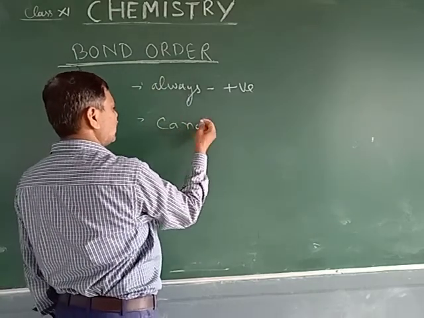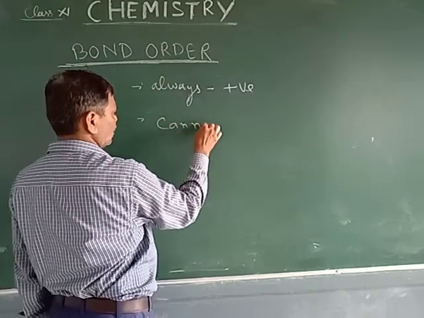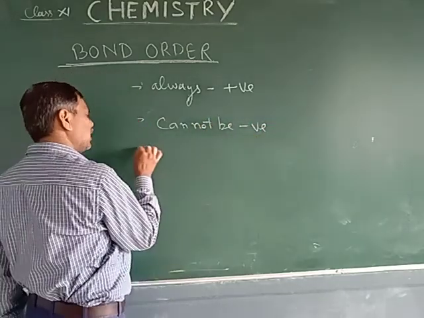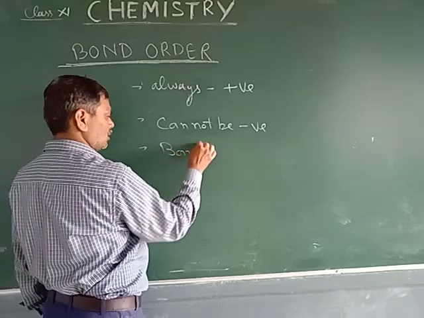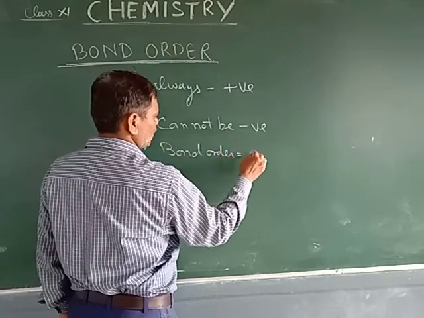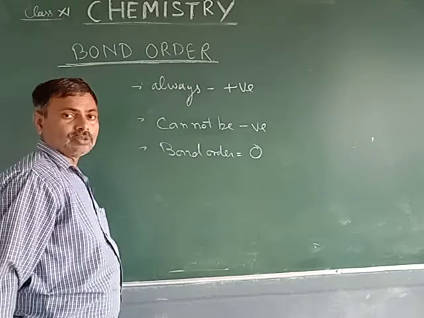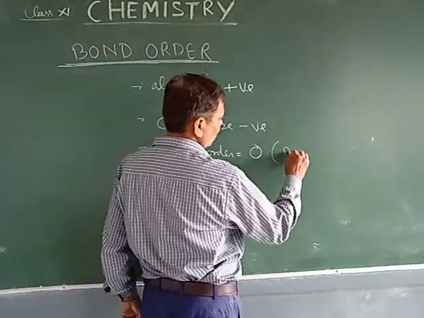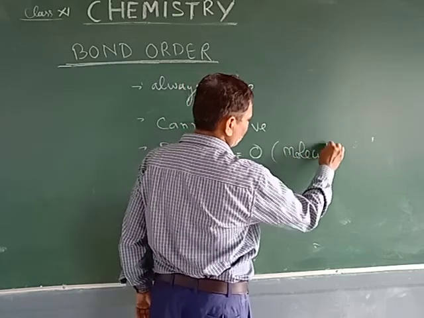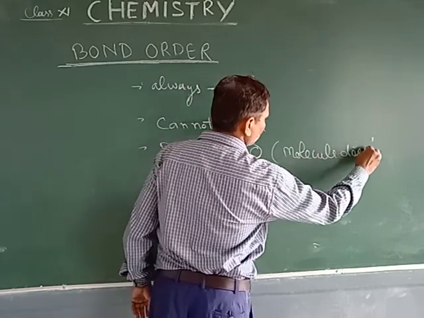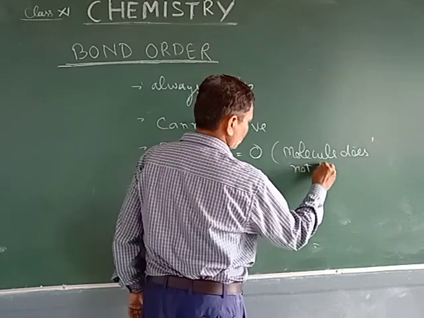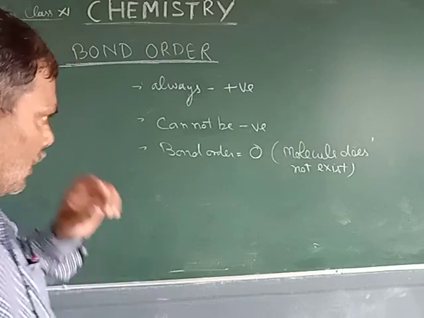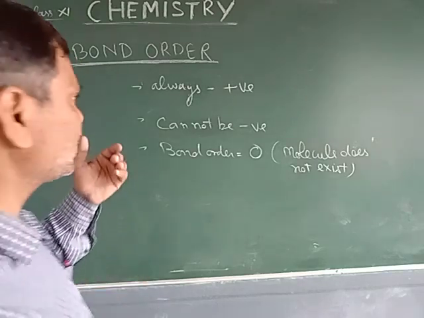If the bond order comes 0, it means the molecule does not exist. And greater the bond order, greater the stability.